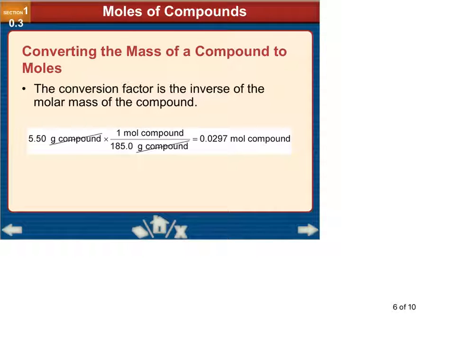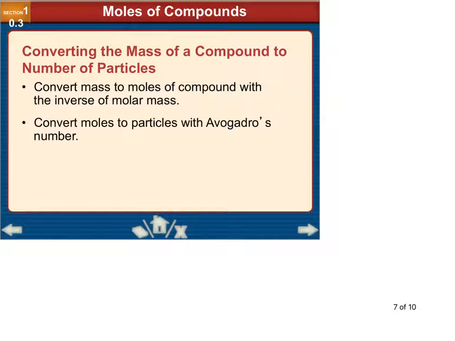So if we have illustrated here, if you have 5.5 grams of a compound and its molar mass is 185 grams, you do, and I'm going to add in my little box, and you do a little dividing and you get 0.02 moles of the compound. Convert the mass of moles to compound with the inverse.